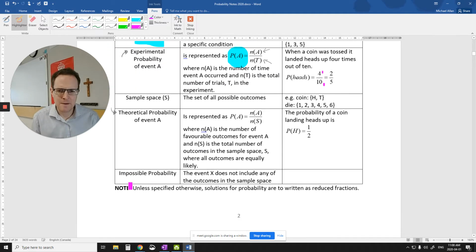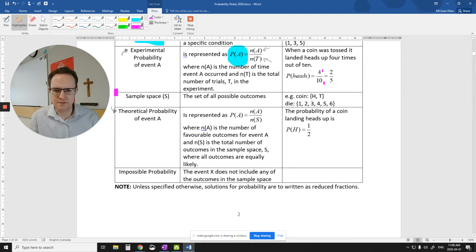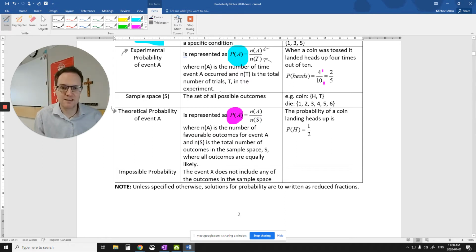Okay, so a theoretical probability, I'm going to skip past the sample space for 2 seconds. I'll come back to that. The theoretical one, same idea. So it's just the probability of the number of times that outcome could happen in what we call the sample space. Now the sample space is all the possible outcomes. So say on a die you have 1, 2, 3, 4, 5, 6, or on a coin you have heads and tails, you only have 2. So here there's 2 in that sample space. There's 6 in this sample space.